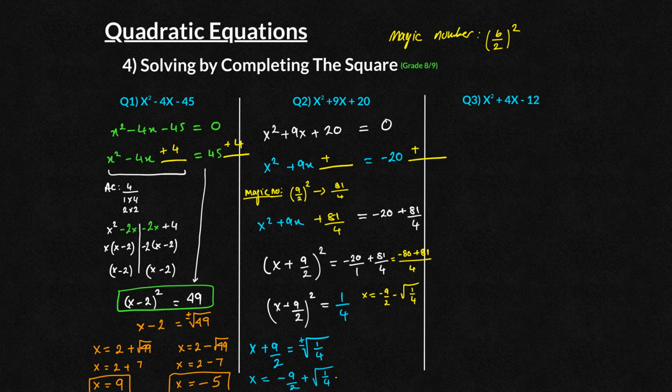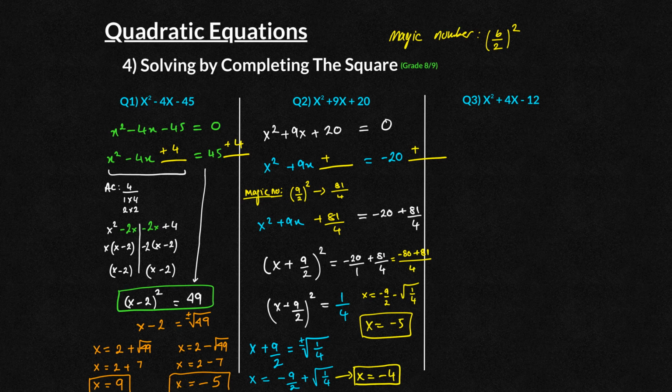So if we put that into our calculators, we get x equals negative 4. And for the other one, we end up with x equals negative 5. Okay, so exactly the same answers as previously. Again, just this is complete the square.